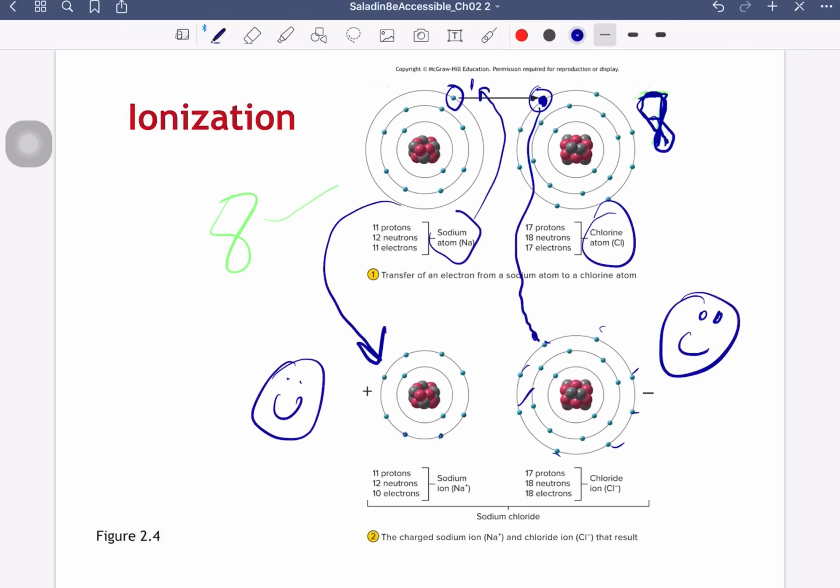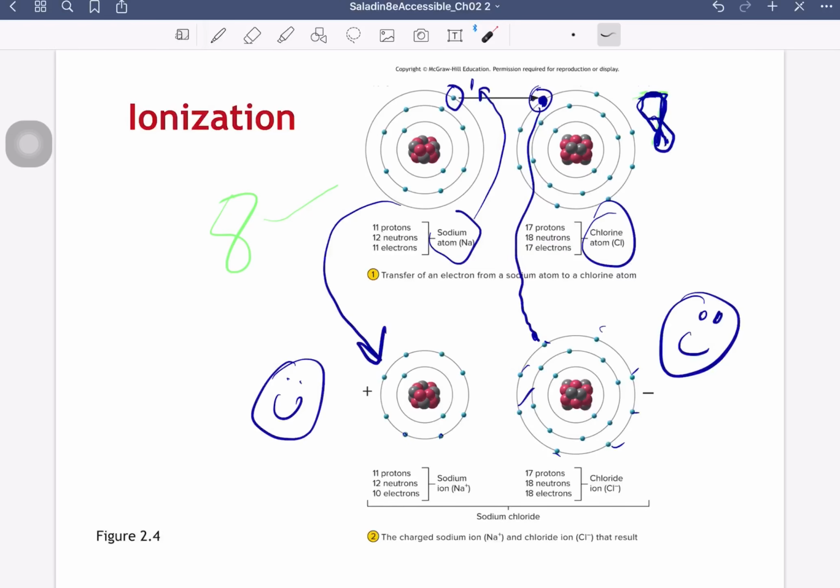This is a good little story right here. Now, you can see one of the effects of this is because this atom has lost an electron, which is negative, it now has a positive charge. Because if you lose some of your negativity, you're going to become more positive, just like people, maybe. And then we have chloride, which has gained an electron, which is negative. So now it has an overall more negative charge.